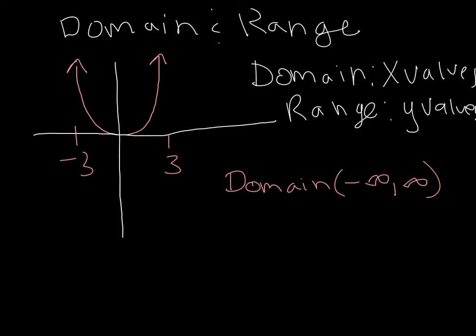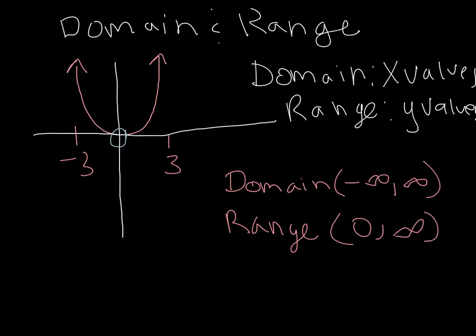Now the range is going to be a little different. In this particular graph, we look at where does it start, okay? What is the smallest y value on my graph? And I'm going to assume it's right here at the point of origin. So my range is going to be anywhere from 0 to +infinity because it's going up and up and up infinitely.